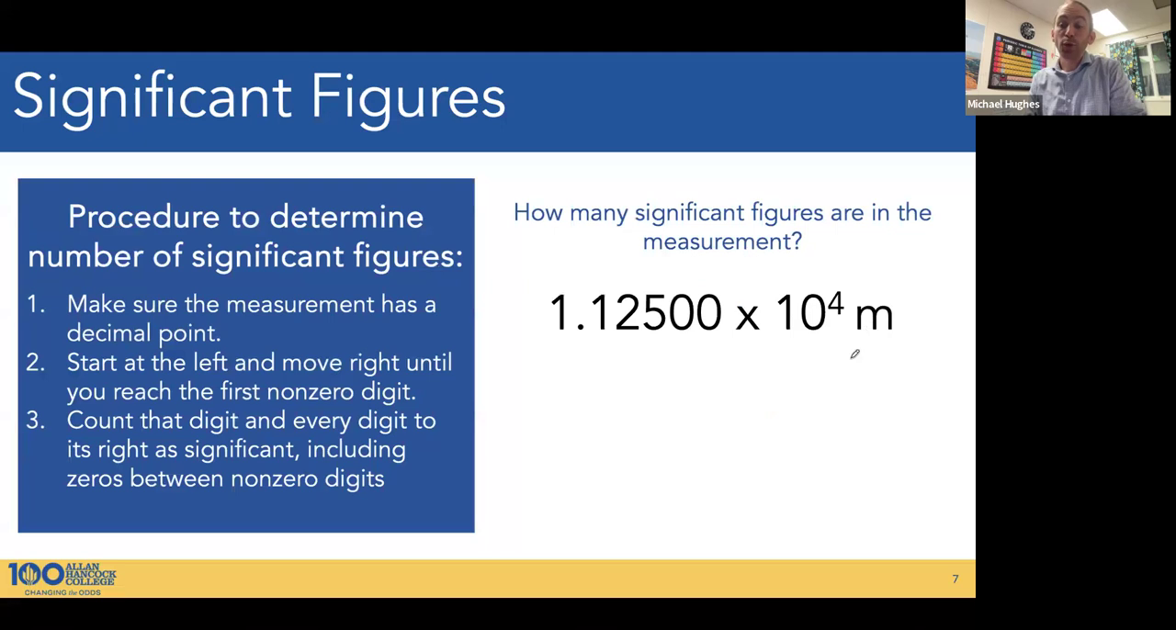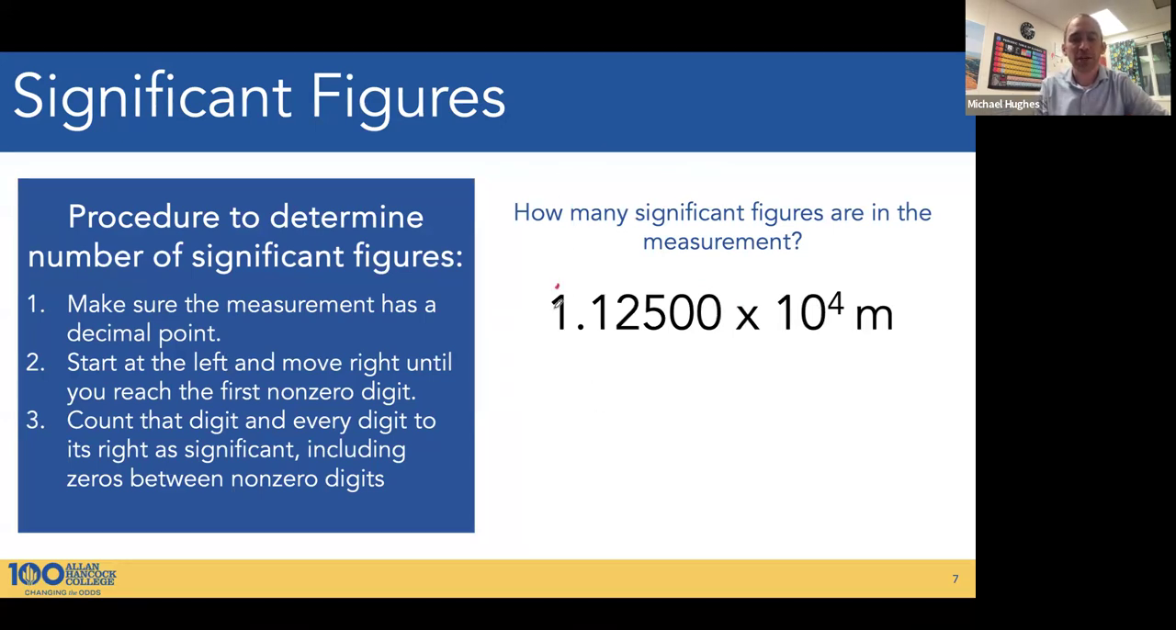1.2500 times 10 to the 4th meters. So we have some scientific notation here. The great thing about scientific notation is it comes with a decimal point, which is our first rule, to ensure there's a decimal point. And it's because it's a number between 1 and 10, the first number that we start with.